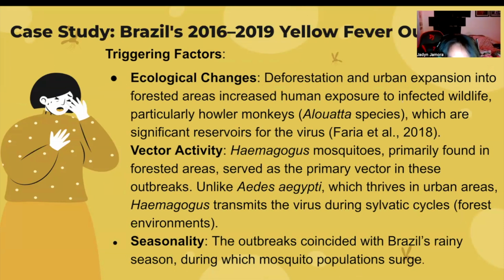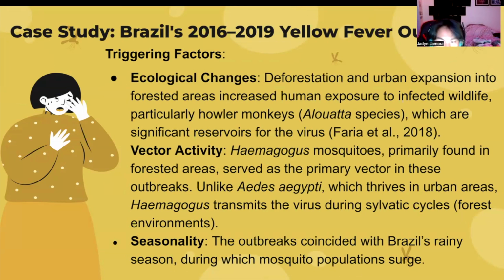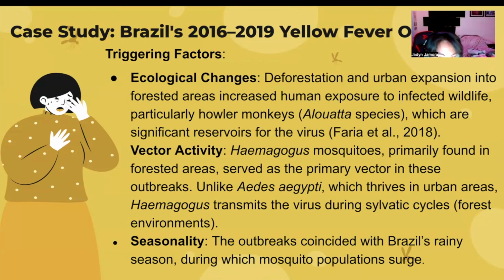So deforestation and urban expansion into forested areas have dramatically increased human exposure to wildlife that serve as reservoirs for infectious disease. In the context of yellow fever outbreaks, howler monkeys, the Alouatta species, play a critical role as significant reservoirs for the virus. As human activities encroach upon natural habitats, interactions between humans and these infected primates intensify, facilitating the spillover of the virus into human populations.